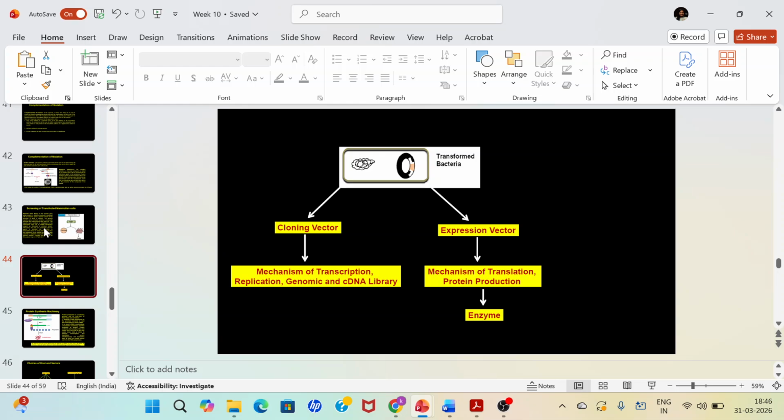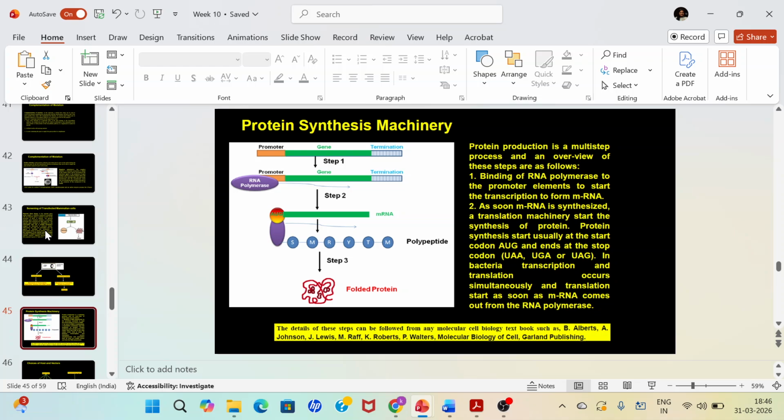Okay. So depending upon what our requirements are, we choose the vector from that category only. If we choose the expression vector, then obviously we need to synthesize the protein also. We need to make the protein from that. So generally what is the protein synthesis machinery? Protein production is a multi-step process, and an overview of these steps is as follows. First, the binding of RNA polymerase to the promoter element to start the transcription to form the mRNA. If mRNA is formed, then only the protein will be formed. If no mRNA is there, then no protein will be formed.